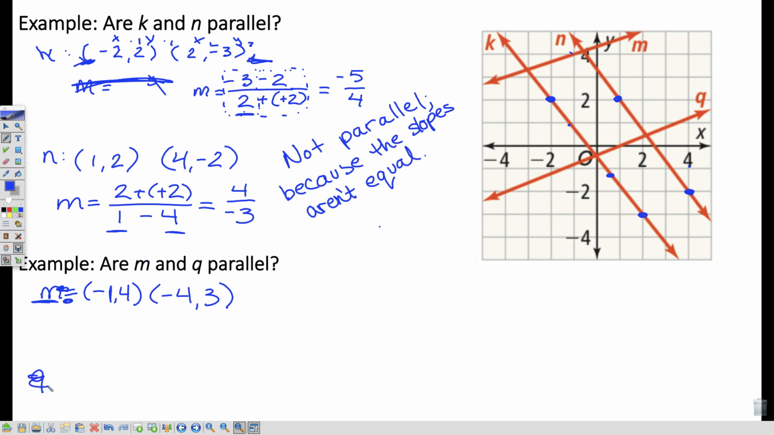Then for Q, 1, 1. It doesn't go through 1, 1. 1, 1's right here, on the x axis. So you mean 1, 0? Yeah. Okay, 1, 0. When you guys say it, I'm going to do exactly what you say so you can remember. Negative 4, negative 2. Yeah. Negative 4, negative 2.